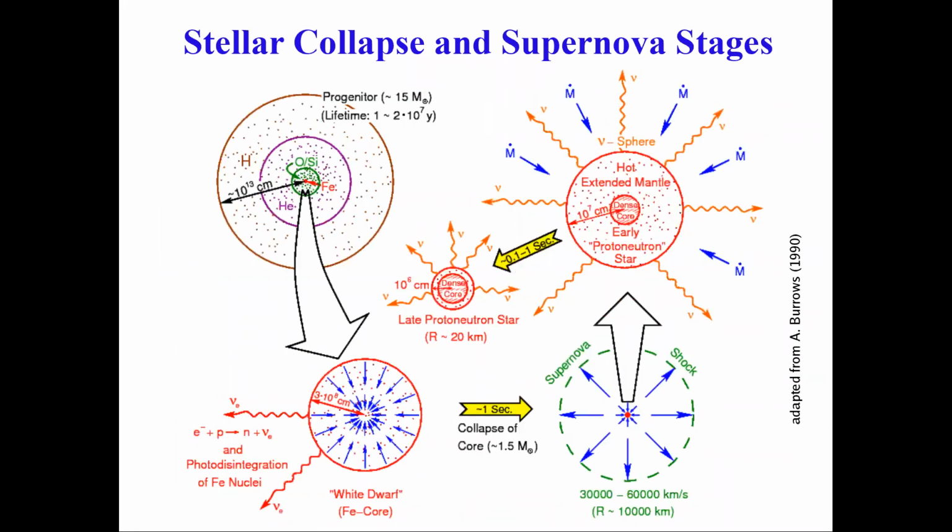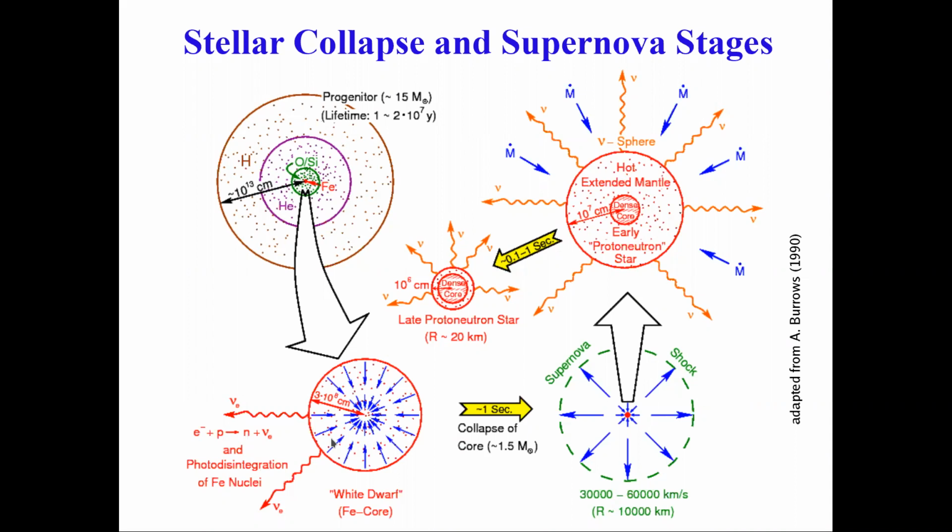This is a slide which is adopted and adapted from Adam Burrows' review in 1990, where you see the evolution of a massive star, in this case a 15 solar mass star, at the end of its life, roughly 10 to 20 million years. And this star has developed a degenerate core. This degenerate core is supported by electron pressure. It's shown here in an enlargement and has about the size of the moon. And these electrons provide stabilization against the gravitational force, which tries to contract this iron core.